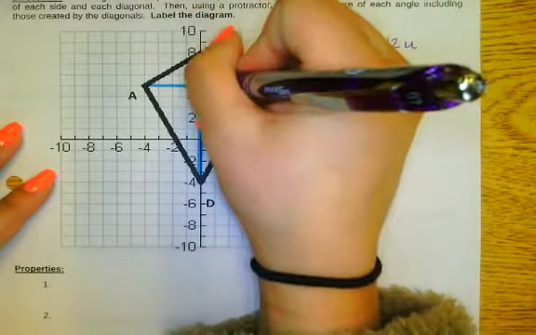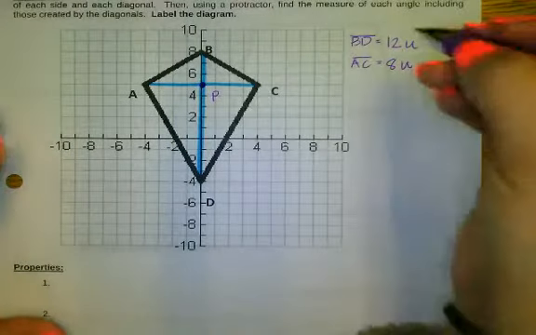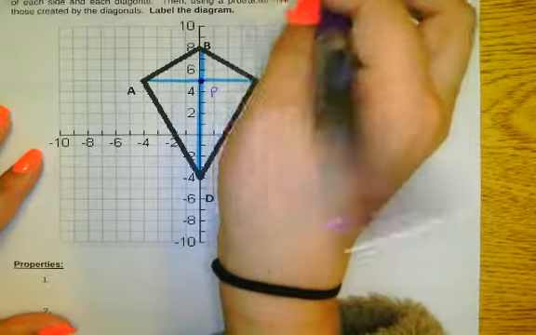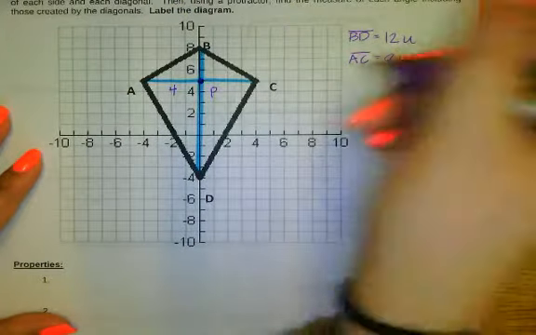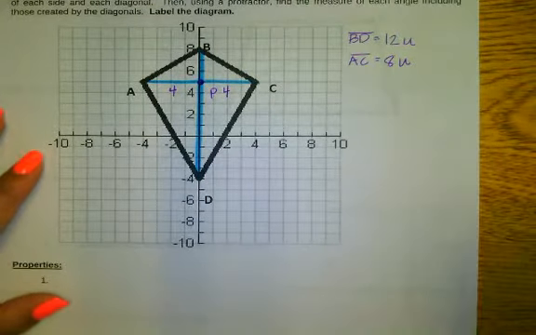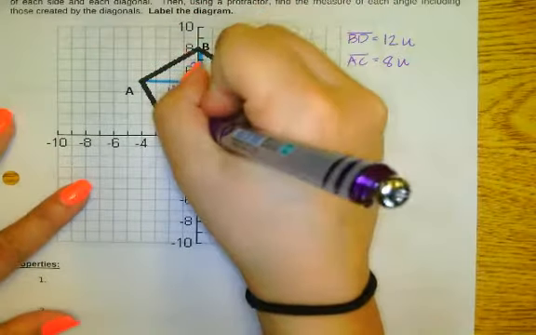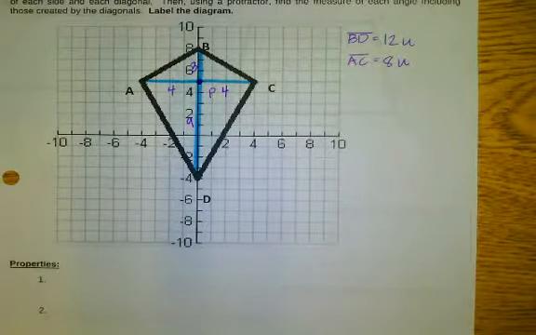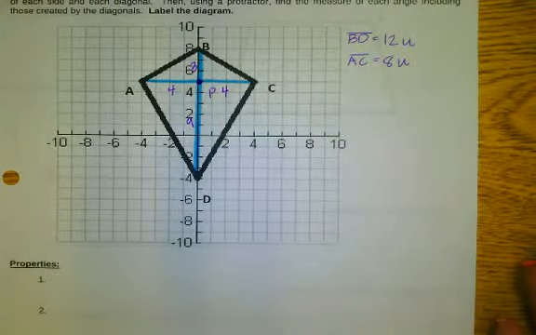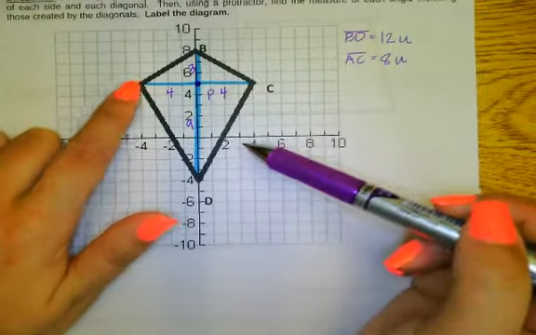If we name this point of intersection P, what is the length of AP? 4. What is the length of PC? 4. What is the length of BP? 3. And from P to D? 9. So do our diagonals bisect each other? No. However, one diagonal bisects one of them, right? So this diagonal is bisected, but not both.